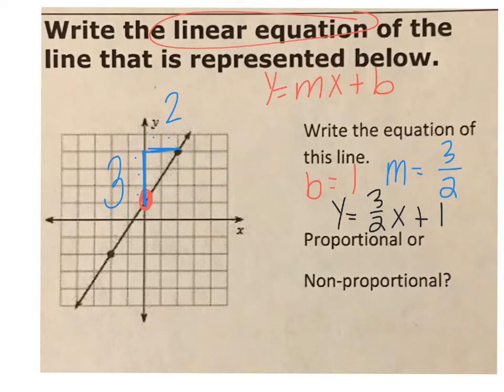Then it says, is it proportional or non-proportional? This would be non-proportional because it does not go through the origin. Non-proportional does not go through the origin. Proportional does go through the origin.